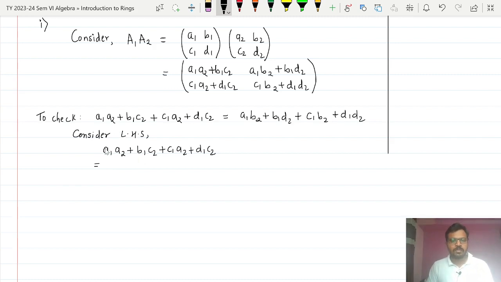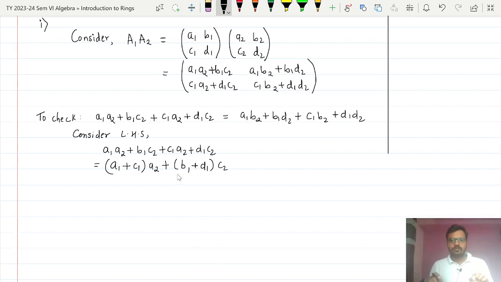Now if you observe properly, this entry and this entry have A2 in common, that can be taken out. Remember, A2 is on the right. So this is A1 plus C1, outside is A2, plus similarly this term and this term have C2 in common, so we will take it out. Which property are we using? Multiplication distributes over addition. That property of a ring we are using here.